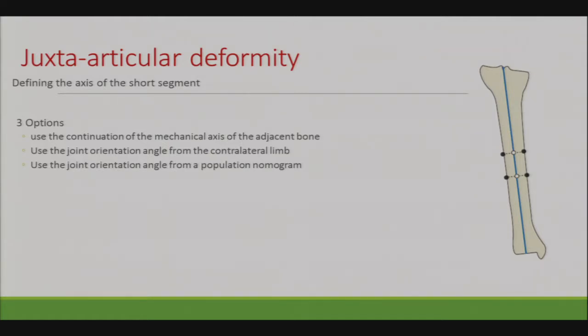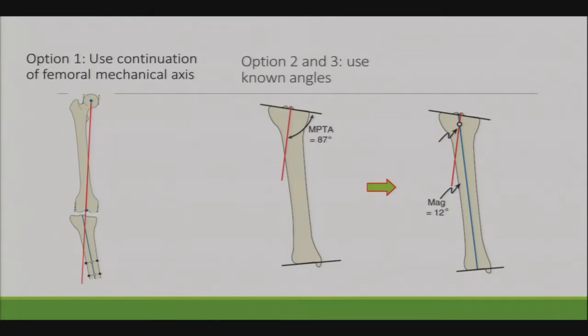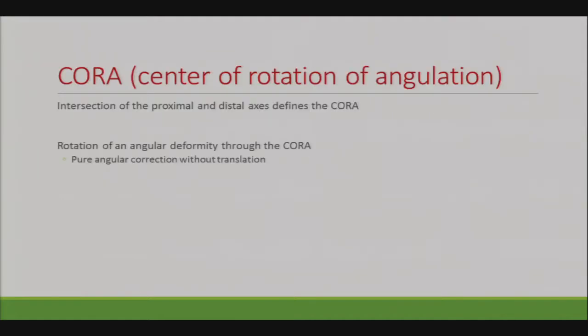So we talked about joint orientation angles. That's one way. You can use either the contralateral limb. So this is a right leg. You could use the medial proximal tibia angle of a normal patient or of the patient you're examining, and use that to find the proximal axis. And this is the one time where you can use continuation of the mechanical axis of the femur if you need to find the proximal segment axis. And that gives you the magnitude.